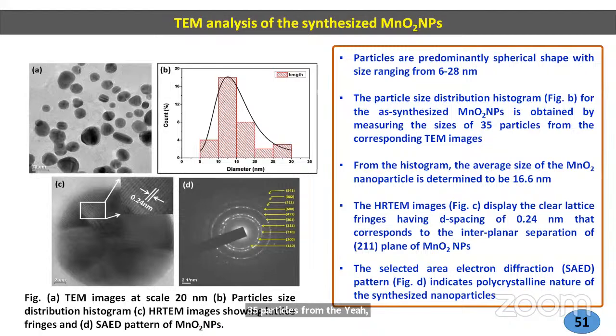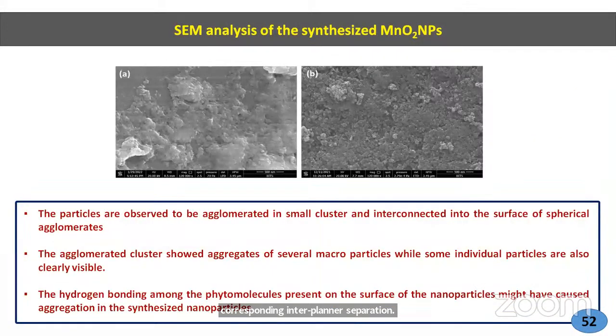So what I mean to say is that this indicates a polycrystalline nature, with specific interplanar separation spacings. This is the same picture, showing an agglomerated small cluster of these manganese nanoparticles, with several macro particles, while some individual particles are also clearly visible.